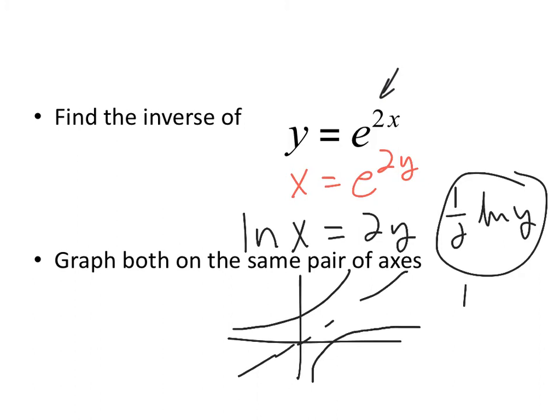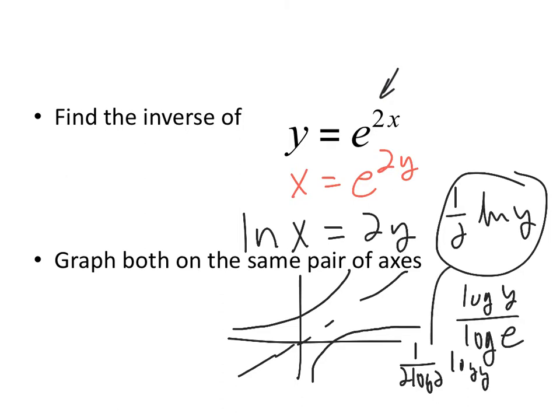Remember, this is log y divided by log e. And so I could bring that out. So that would be 1 over 2 log e of log y. That would be another way to write that. Oh, that's ugly. I like this. Okay, so that's inverses. They get reflected. Notice horizontal asymptote, vertical asymptotes.